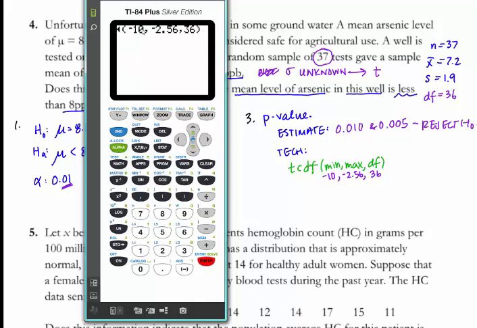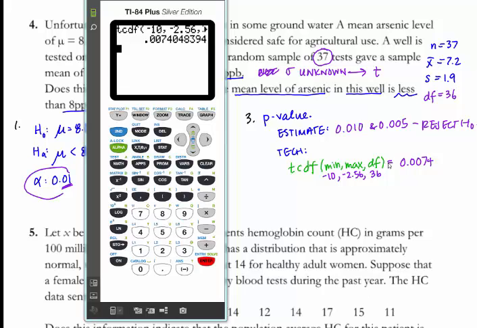If you don't have the menu, remember you'll just put them in, separate the values by commas, press enter, and we find an exact p-value for this test statistic of 0.0074, to 4 decimal places. Again, that leads us to the same conclusion. If you check out the alpha, it's 0.01.